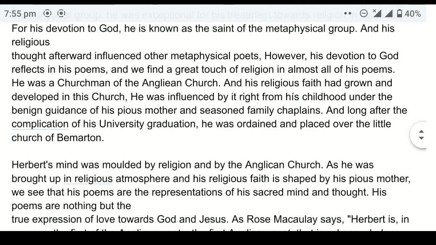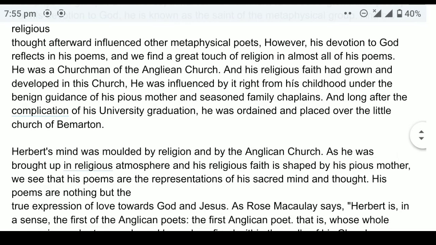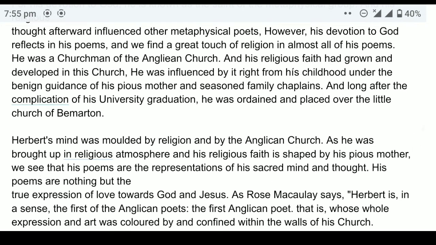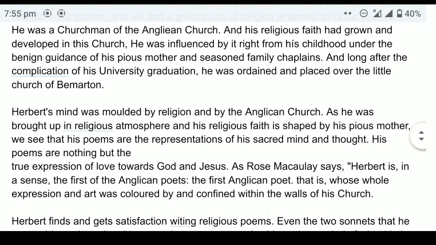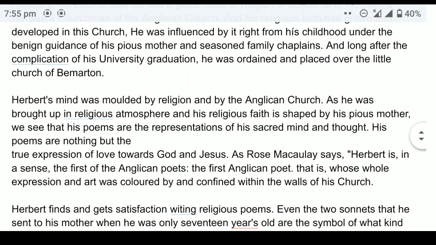For his devotion to God, he is known as the saint of the metaphysical group, and his religious thought afterward influenced other metaphysical poets. However, his devotion to God is reflected in his poems, and we find a great touch of religion in almost all of them. He was a churchman of the Anglican Church, and his religious faith had grown and developed in this church.